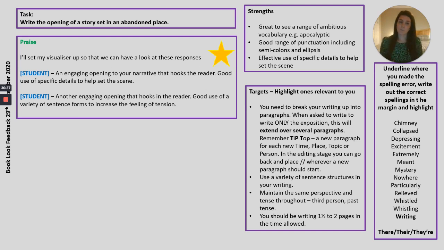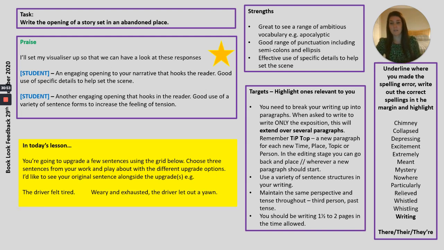So having looked at students' work and gone through this feedback, I then thought about what was going to be the most useful thing for them to do in the lesson. I thought the thing that would have the biggest and most immediate impact on their writing was varying sentence structure. So that's what I decided we would use the rest of the feedback lesson on.